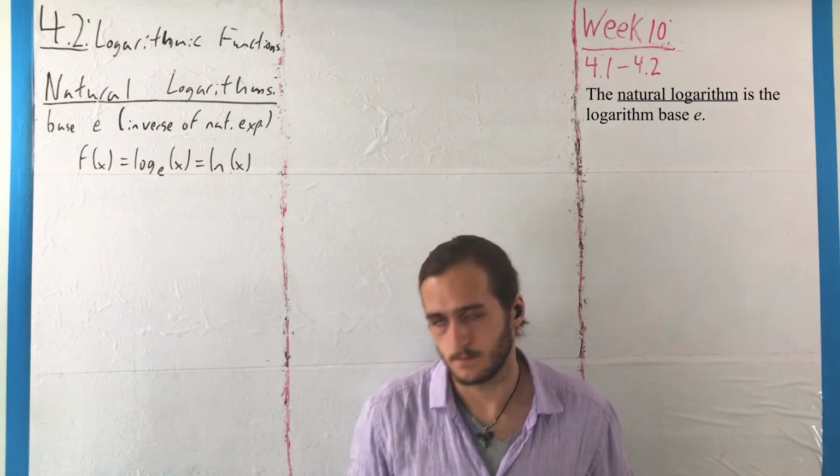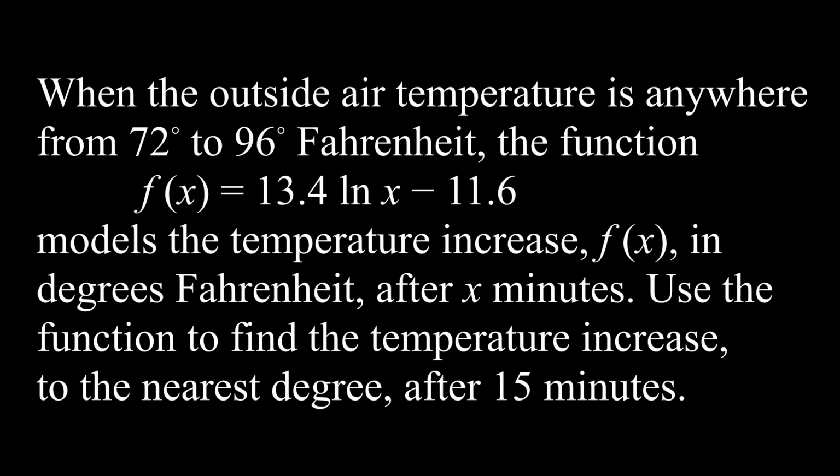about the natural logarithm. When the outside air temperature is anywhere from 72 to 96 degrees Fahrenheit, the function f of x equals 13.4 times the natural logarithm of x minus 11.6 models the temperature increase f of x in degrees Fahrenheit after x minutes. Use the function to find the temperature increase to the nearest degree after 15 minutes.